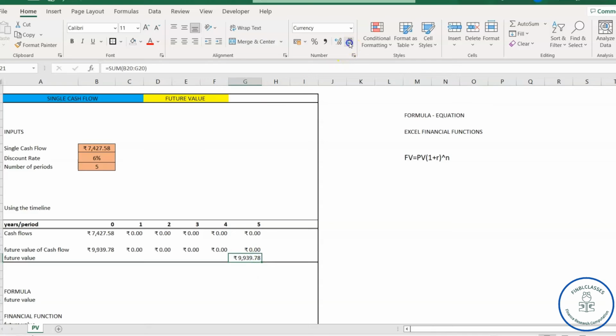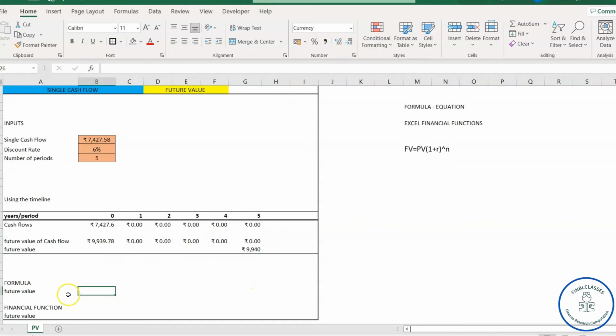Now I can just reduce this. This is what we are getting, the present value of this one. Now we calculate with the formula we have, so we can directly calculate the future value. Equal to the present value, multiplied by 1 plus the rate of return, which is given here as the discount rate 6%, the whole raised to the number of years. Then I press enter, and you'll get the same value here.